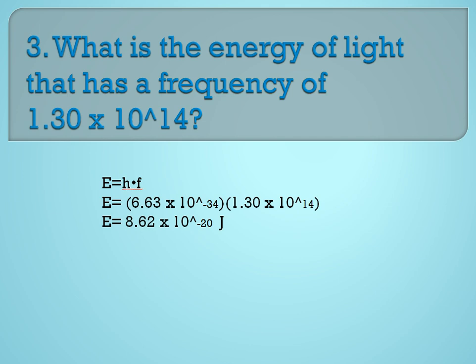Seriously. Number 3, what is the energy of light that has a frequency of 1.3 times 10 to the 14th? Well, we know that energy is h times f, so h is Planck's constant, so we're going to plug that in for h, and then they gave us the frequency, which is 1.3 times 10 to the 14th. So we're going to put that in and multiply the two numbers, and we're going to get an energy of 8.62 times 10 to the negative 20th joules.